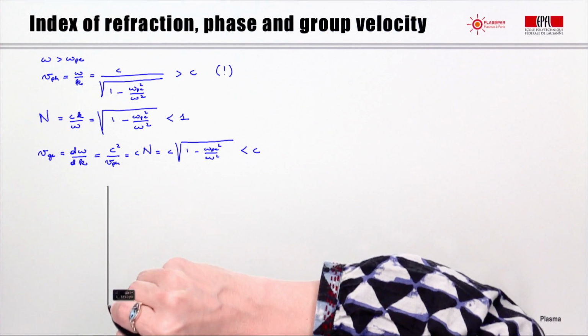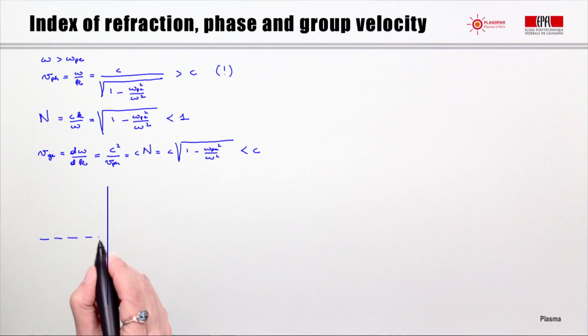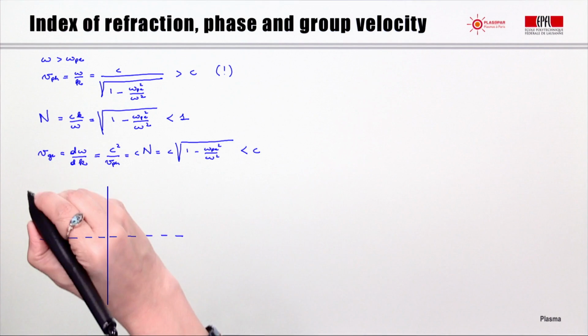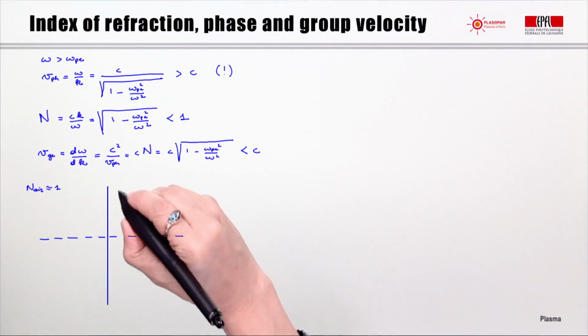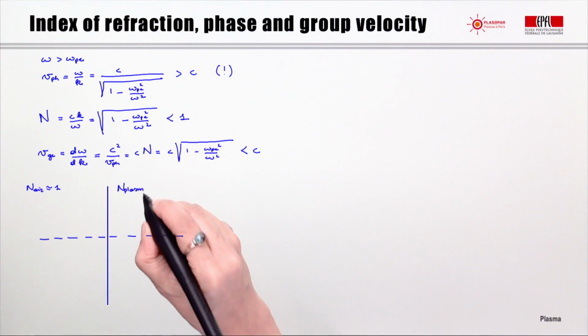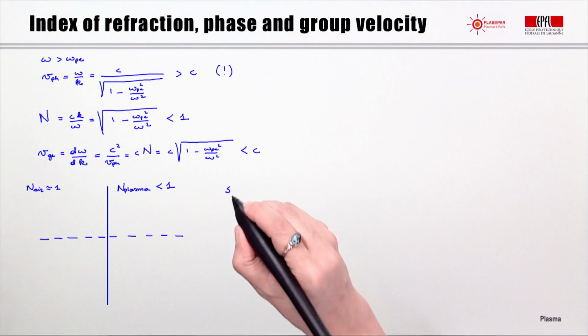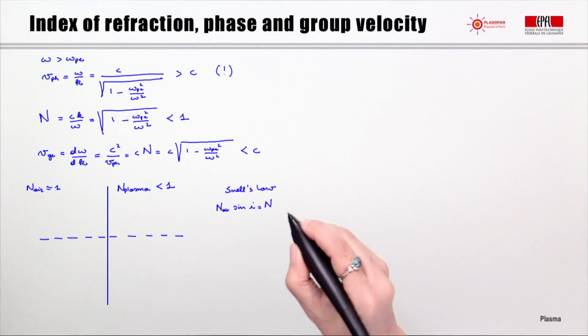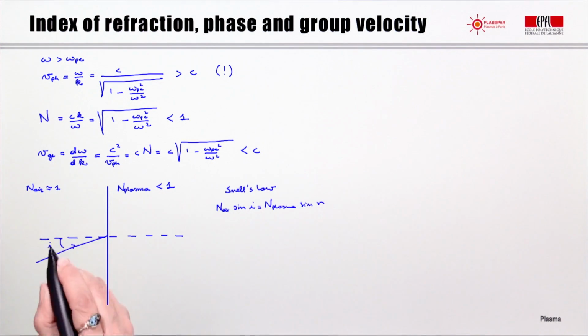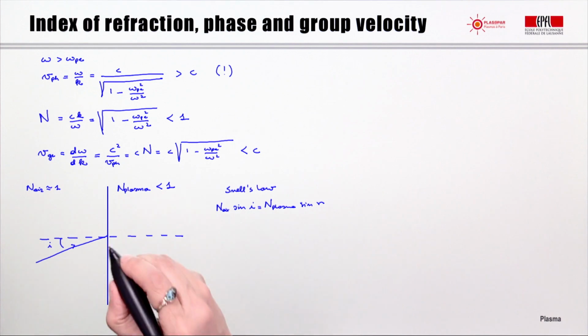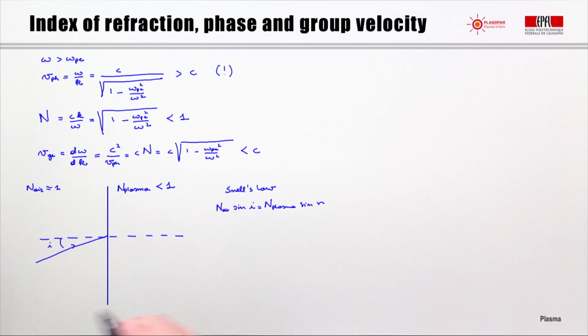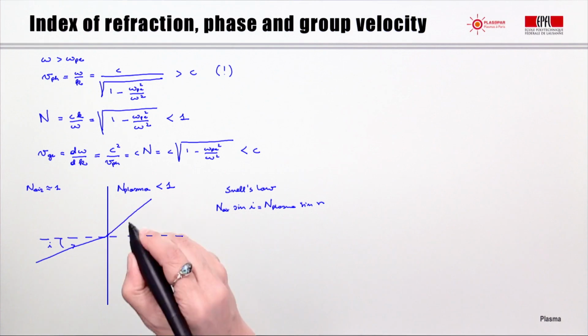We can now consider what happens when a wave propagates from air to a plasma. So this is air, and this is the plasma. We can apply Snell's law, and we will have that going from air to the plasma, the refraction angle is larger than the incoming angle, as opposed to what happens when light goes from air to glass or air to water.